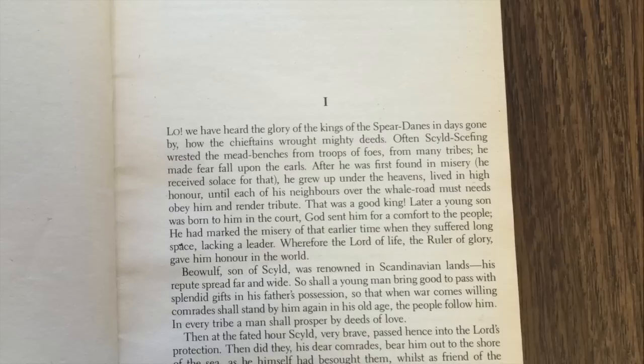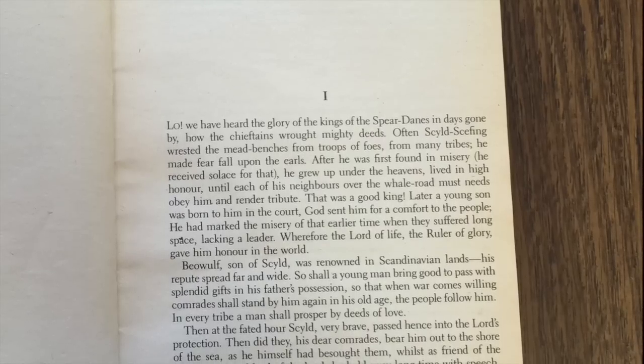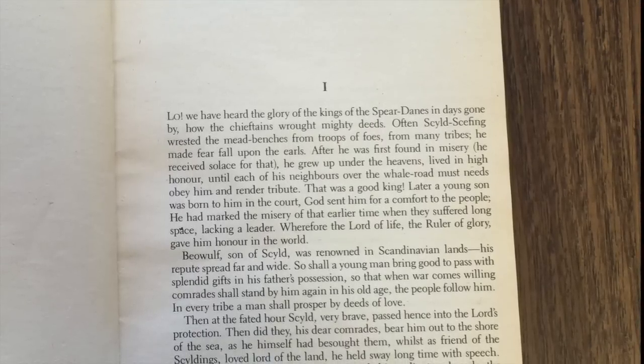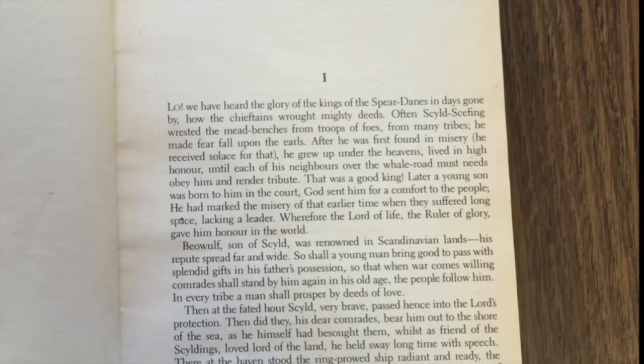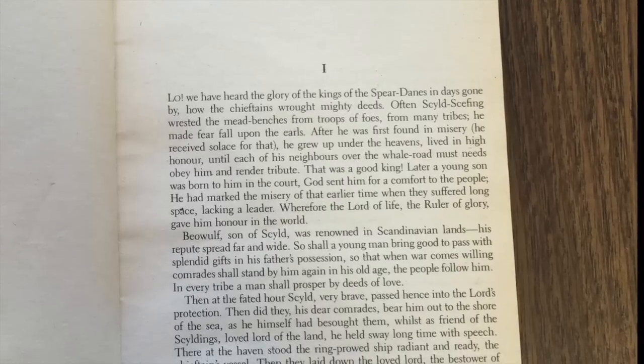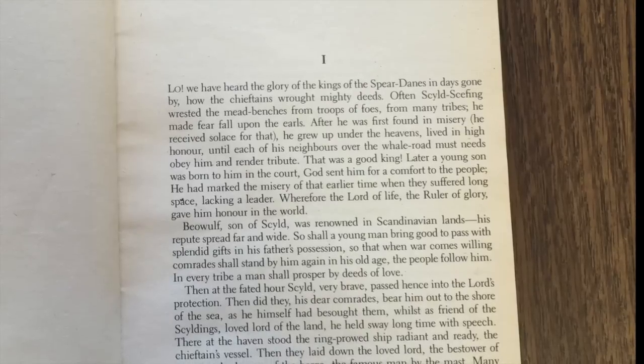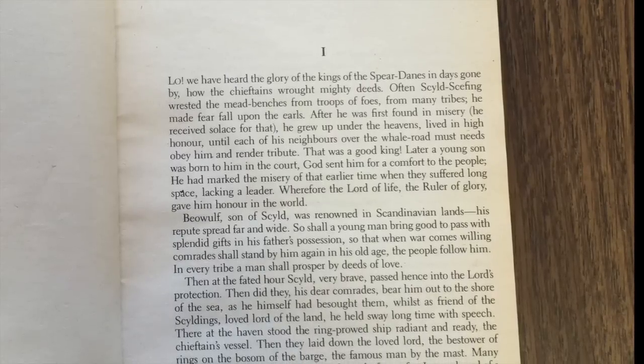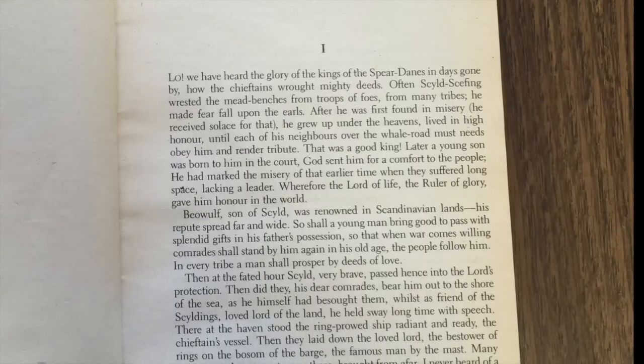Lo, we have heard the glory of the kings of the Spear Danes in days gone by, how the chieftains wrought mighty deeds, often skilled in fighting, wrested the mead benches from troops of foes, from many tribes, he made fear fall upon the earls.